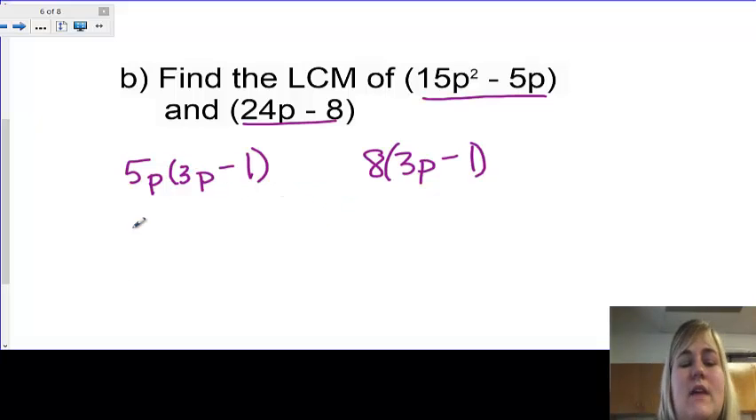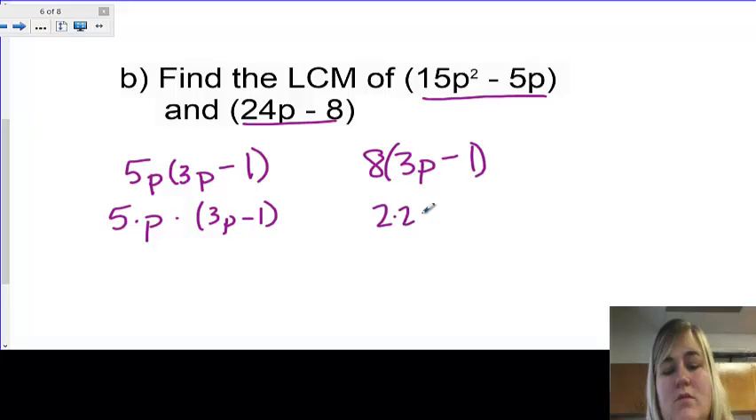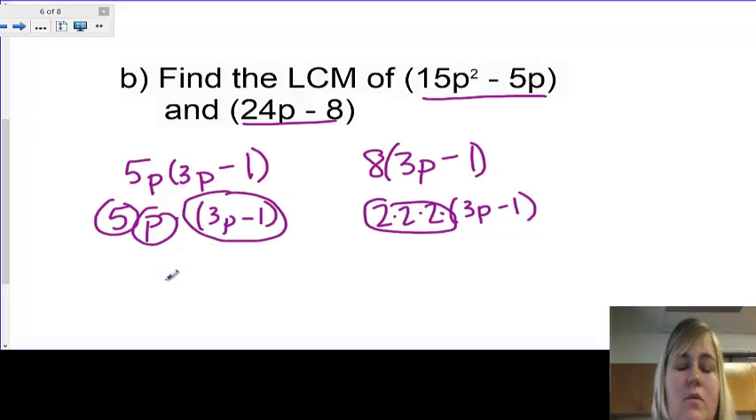So I could list this out further, and I could write it as 5 times p times 3p minus 1. And I could list this one out. This has to break down to 2 times 2 times 2 times 3p minus 1. Okay, so I have to take the most 2's, which are these 2's, most 5's. I need the most p's, which is this, and then this part is the exact same, so I just take one of them. It does not matter which one.